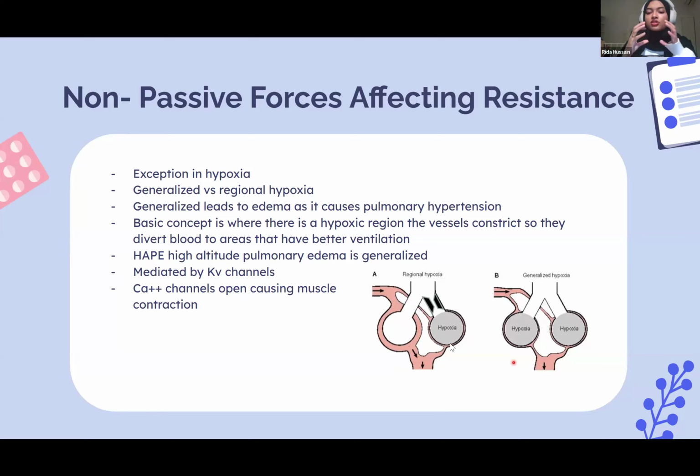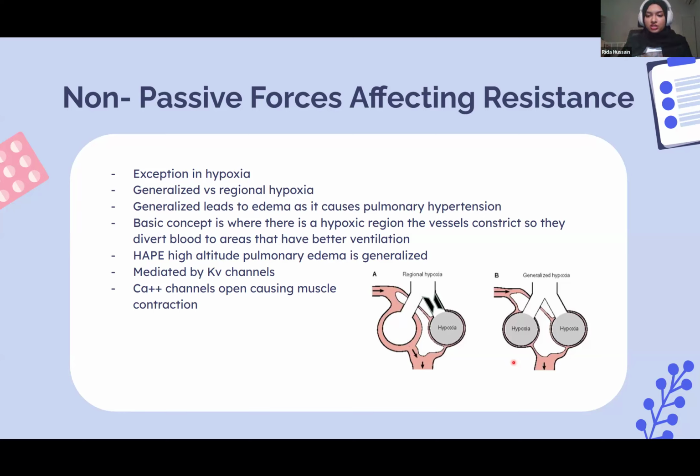There's hypoxia, so the blood says to itself, oh, I sense low oxygen over here. So I'm going to direct my blood towards somewhere that has more ventilation, more air coming through, which is this alveolus. As you can see, the blood vessel over here is a bit thinned out, right? But over here it's thickened. So it redirects the blood to areas that have more ventilation.